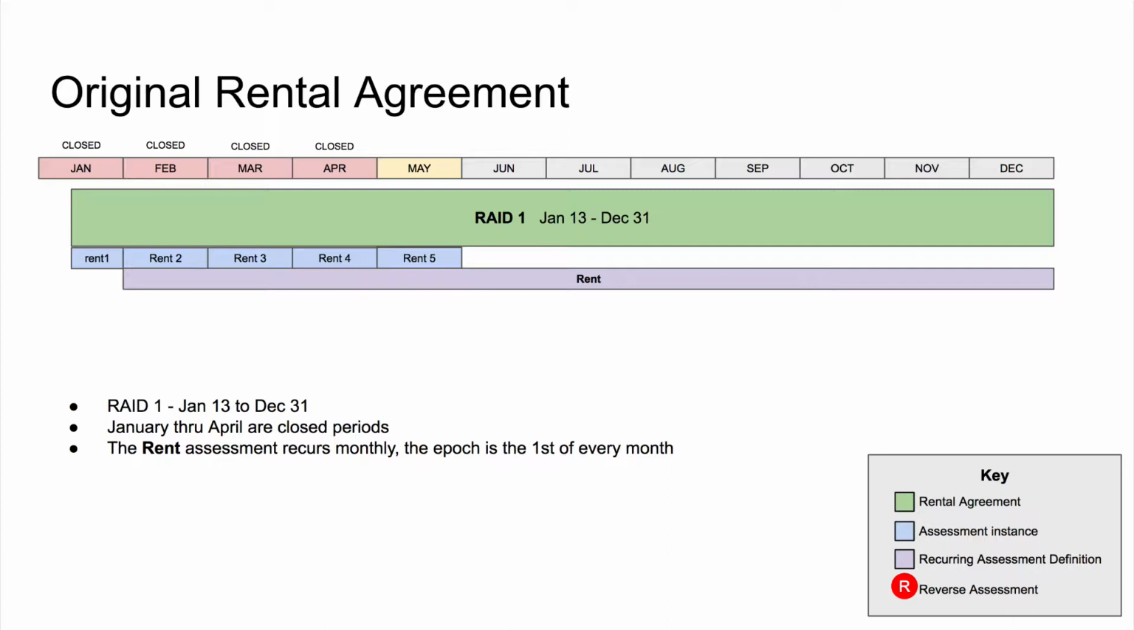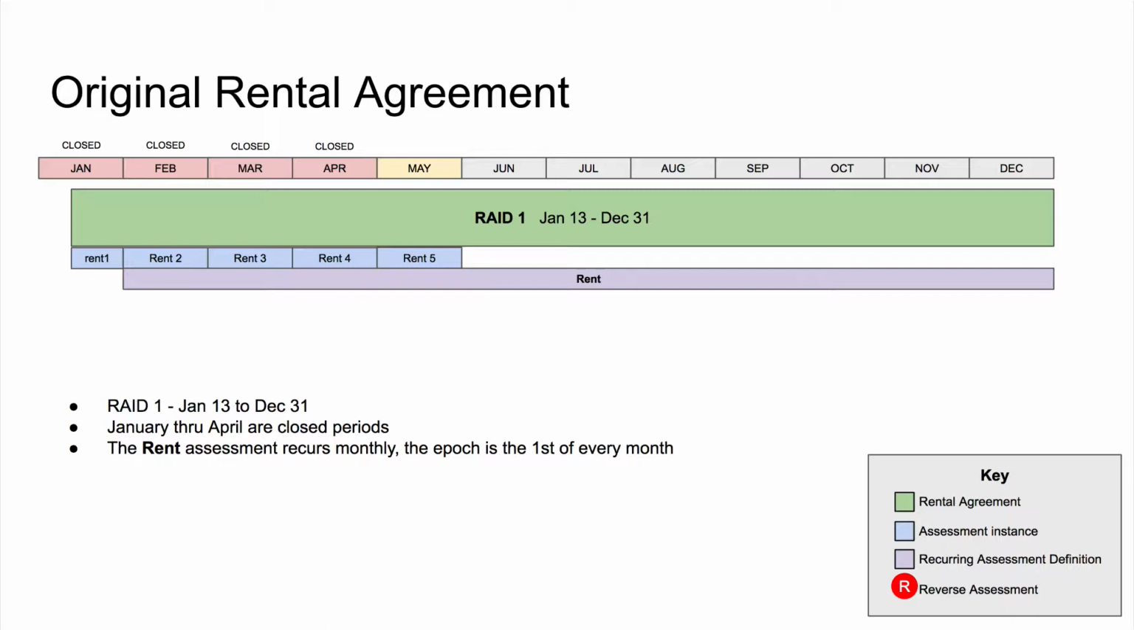The long purple box represents the recurring definition of the monthly rent, and the blue boxes represent the rent assessment instances. Now you'll note that rent 1 is a standalone instance. It was prorated for the short month of January. And then rent 2, rent 3, rent 4, rent 5 are all instances of the purple rent definition.